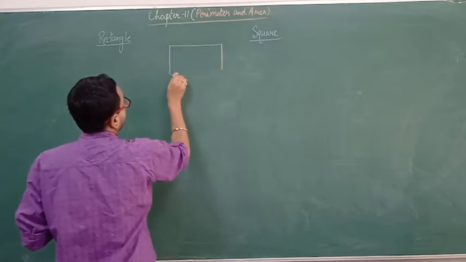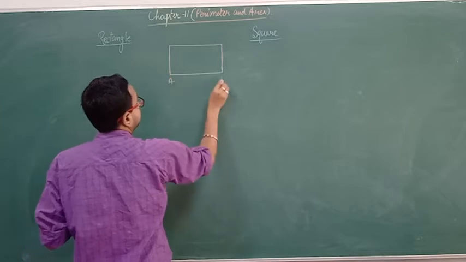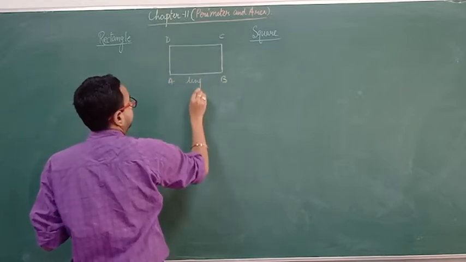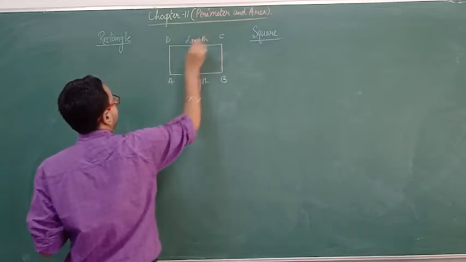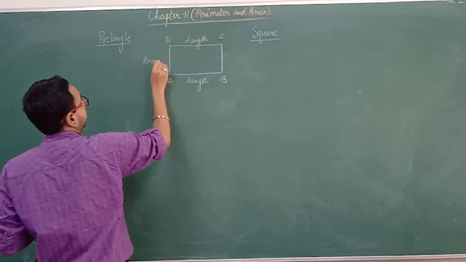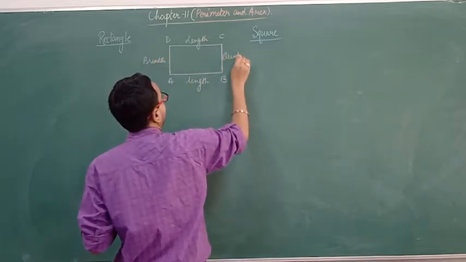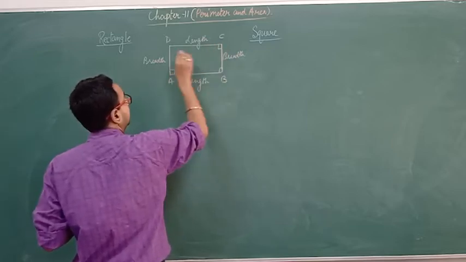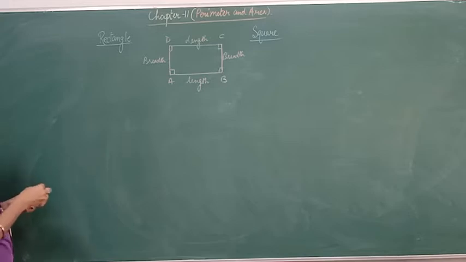First, I'll draw the figure for a rectangle. Are we clear? This is A, B, C, D, a rectangle. Length, then opposite sides equal. This is breadth, opposite sides equal. Each angle is 90 degrees. Are we clear? Now let's see the formula of perimeter.